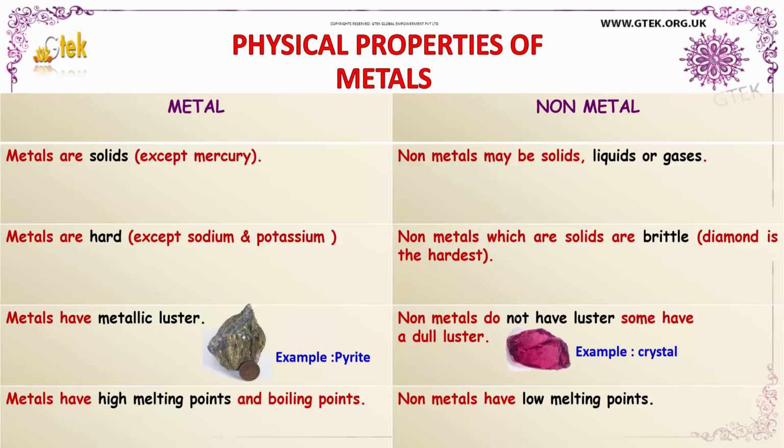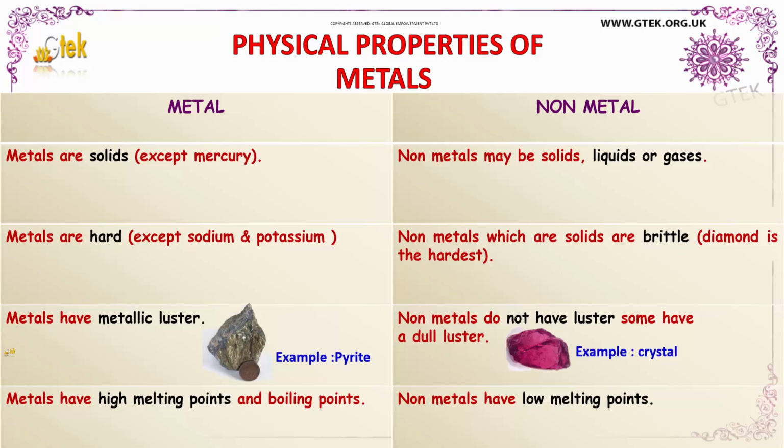Now let us discuss the physical properties of metals by comparing them with non-metals. Metals are solids except mercury. Non-metals may be solids, liquids or gases. Metals are hard except sodium and potassium. Non-metals which are solids are considered to be brittle. Among them, diamond is the hardest one.